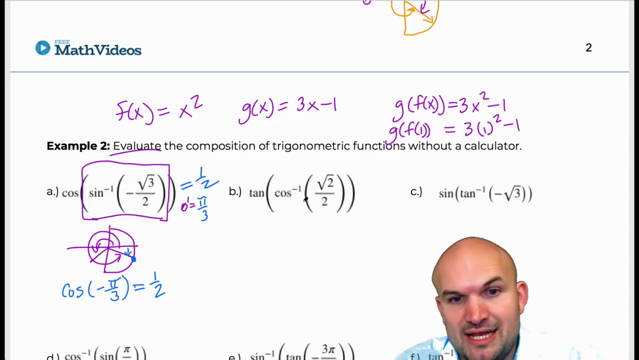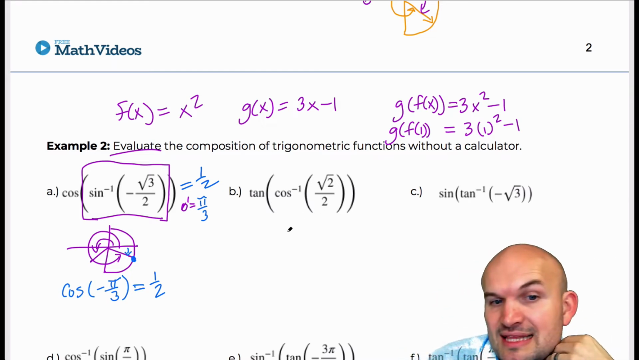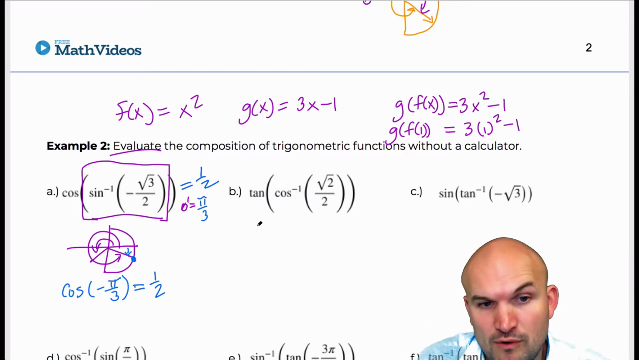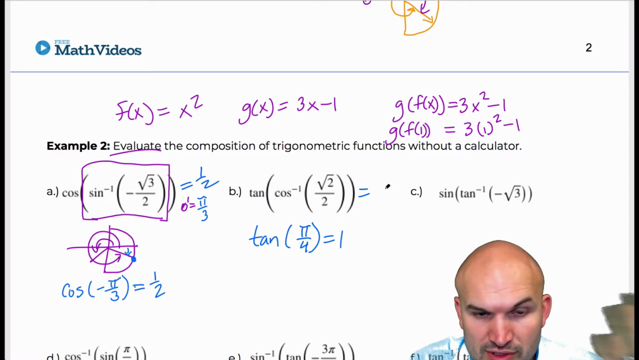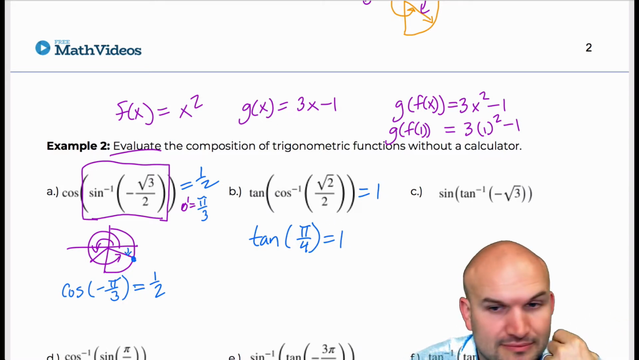The cosine of what angle is equal to square root of 2 over 2? You can see that that is going to equal pi over 4. And then I have tangent of pi over 4, and that's equal to 1, because the y coordinate over the x coordinate are obviously the same, so that's why it's equal to 1.